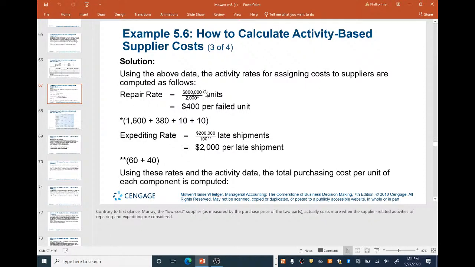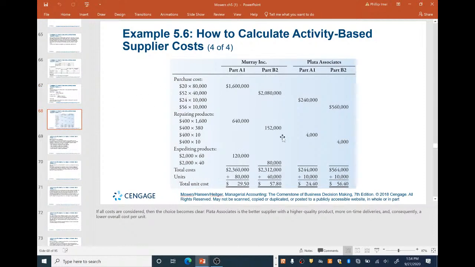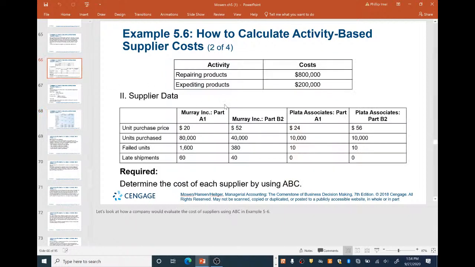Okay, now that we have these rates and also the activity data, the total purchasing cost per unit of each component can be computed. So once again, we're just going to set up this little chart. We have Murray Inc. and Plata Associates, and each relative part, Part A1 and Part B2, for each of the companies. Next, we want to do the purchase cost, and we're just going to go right back to this data.